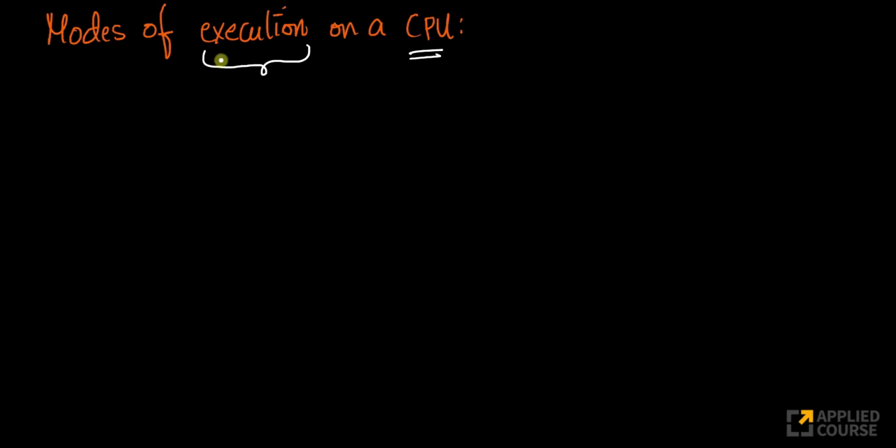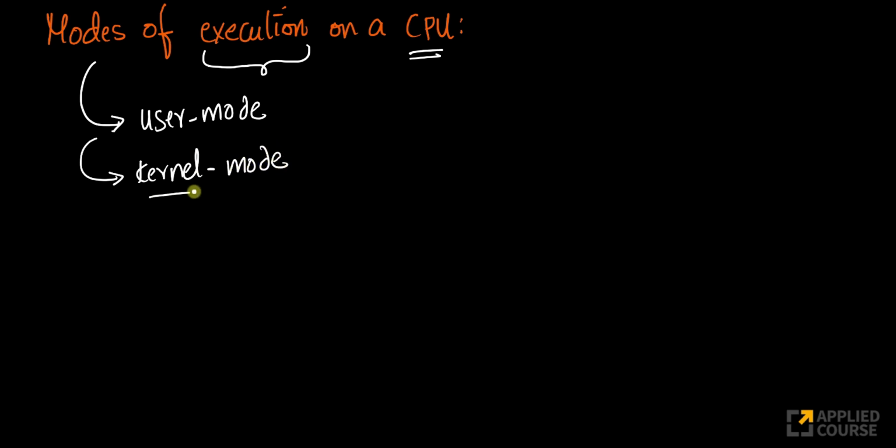In such an instance, there are two modes of execution, broadly speaking. There is something called a user mode, and the second one is called a kernel mode. Again, this word kernel is something that we will encounter a lot of times in operating systems. Now, what is a kernel?